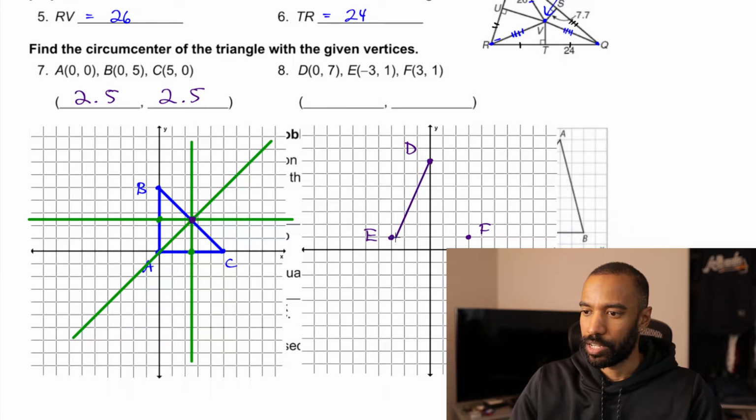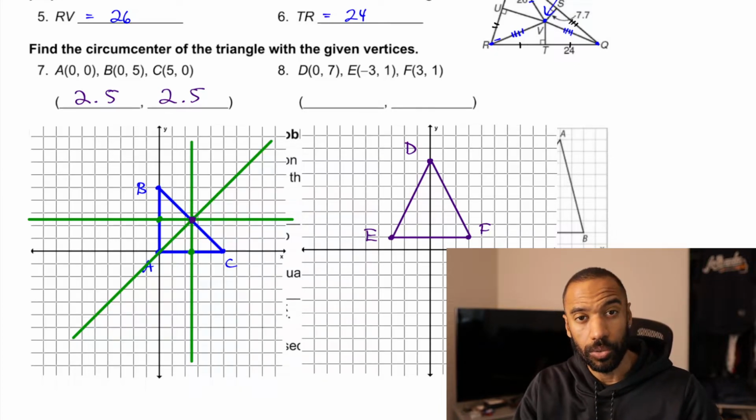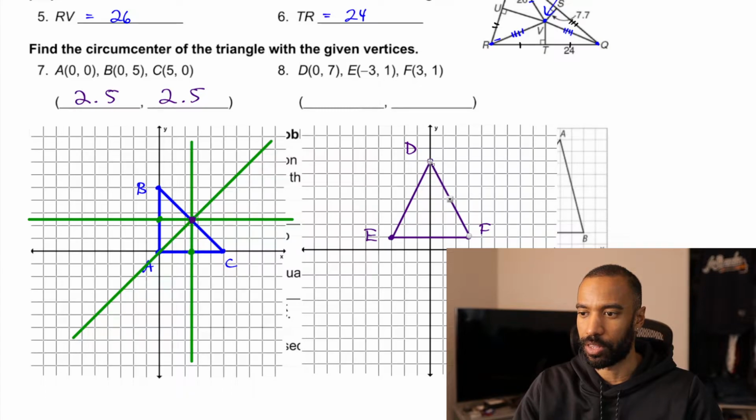Let's draw a little skinnier things here. Now this one does require us to do a little bit more work because we have to come up with at least two of the perpendicular bisectors to find its circumcenter there. Let's start with the perpendicular bisector of EF. That should be the easiest one for us to do.